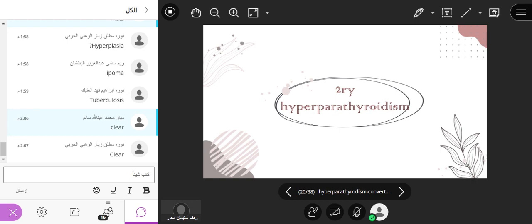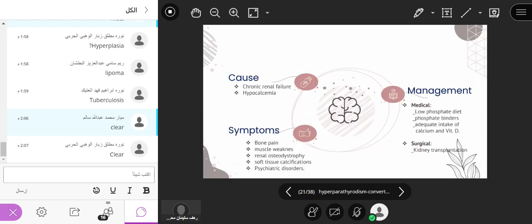Secondary hyperparathyroidism, by its name, is secondary to an underlying cause. It's either chronic renal failure or hypocalcemia. The patient will present with bone pain, muscle weakness, renal osteodystrophy, soft tissue calcification, and psychotic disorder.